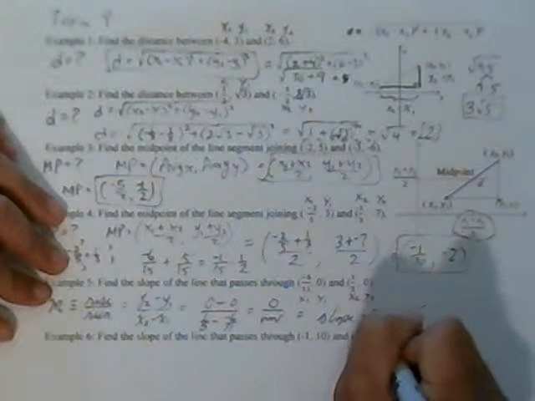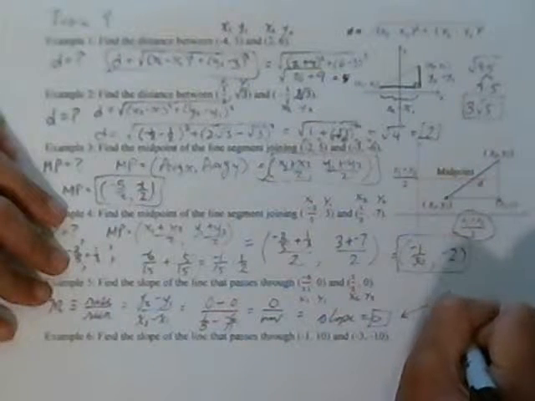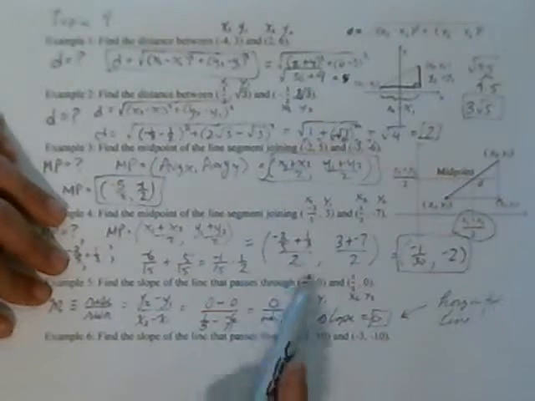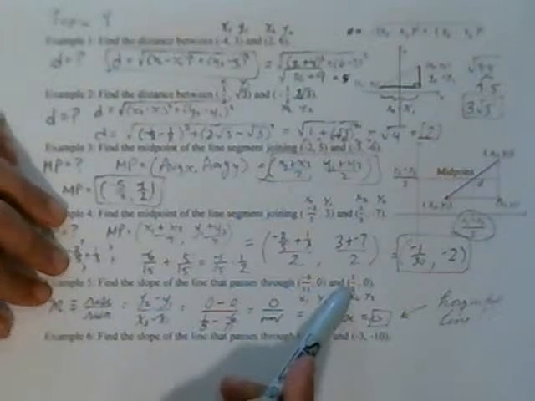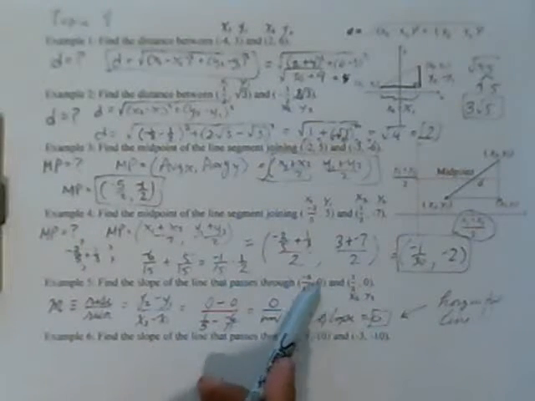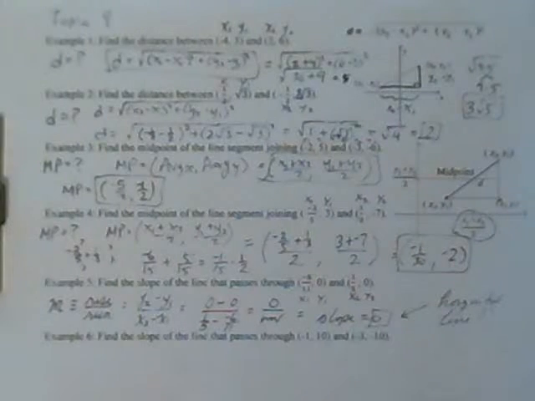Make a note, if the slope is 0, it's a horizontal line. If you want to graph those 2 points, -6, 11, and 0, 1/5, 0, and you want to graph that line using those 2 points, you will notice that it will come out to be a horizontal line.